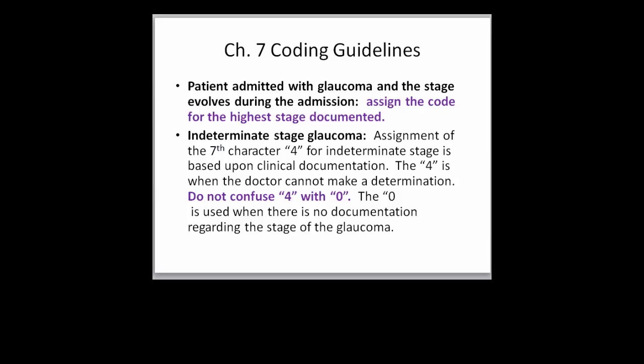Also, the indeterminate stage glaucoma. The 7th character 4 for the indeterminate stage is based upon the clinical documentation the physician has provided. That 4 is used when the doctor cannot make a determination. That is different from when there is no documentation regarding the stage. So just be very careful that you don't confuse that 7th character 4 with the 7th character 0.